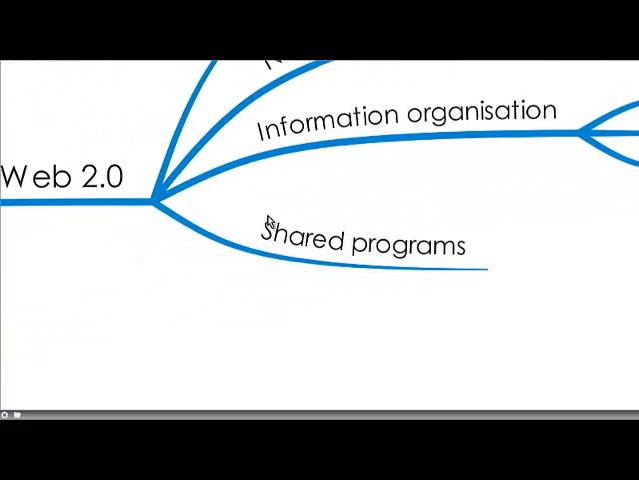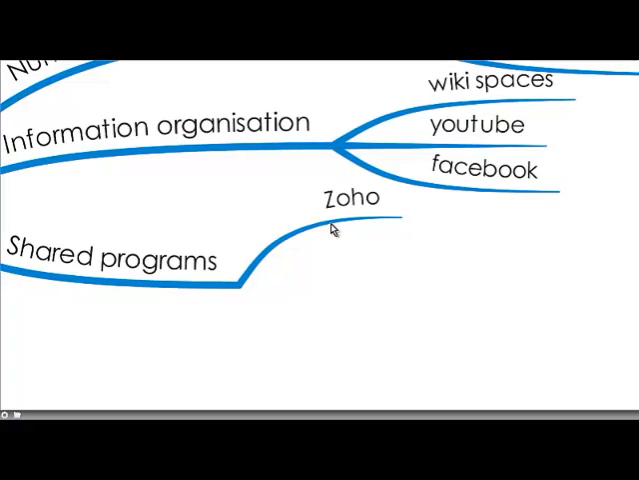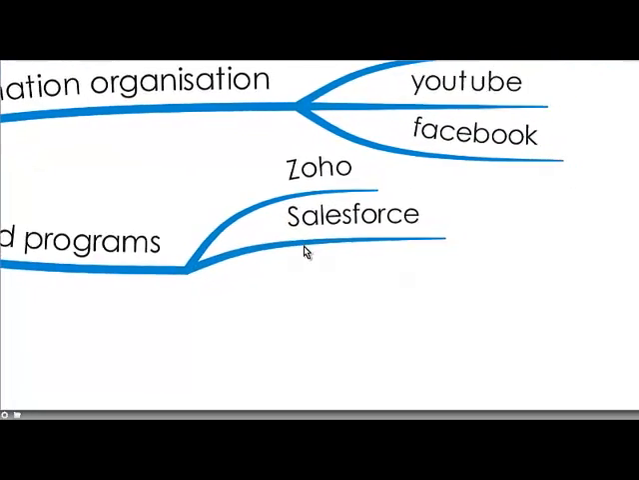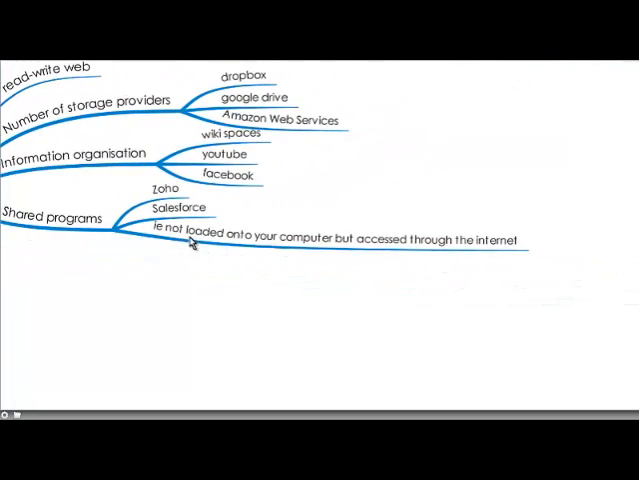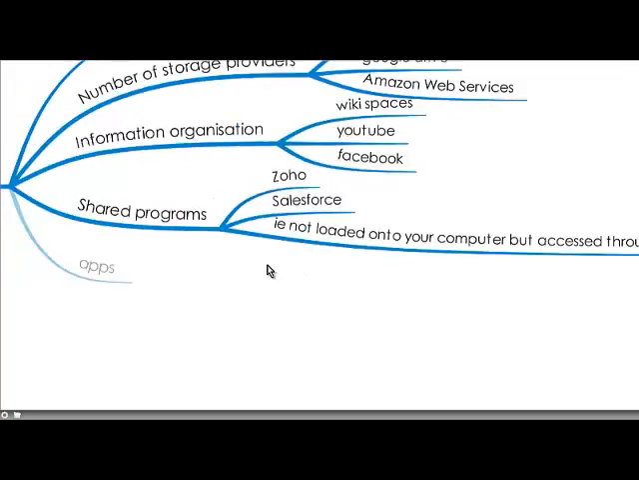And then the third part is shared programs. So for example, if you access a program via visiting someone's website, that is what's called a shared program, as opposed to downloading it onto the hard drive of your laptop or computer at home. So Zoho is huge, so is Salesforce. It's not actually loaded onto your computer but accessed through the internet.